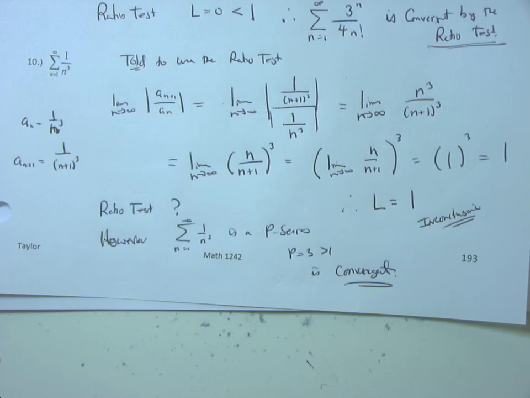The only time you ever use a ratio test is powers of n and or factorials. This had no power of n. This did not have a factorial. You shouldn't be using the ratio test on this guy.